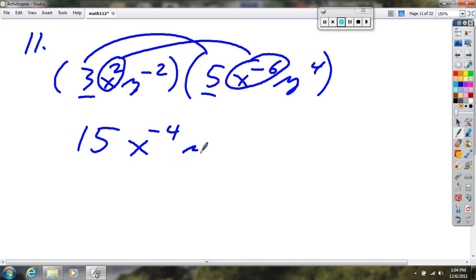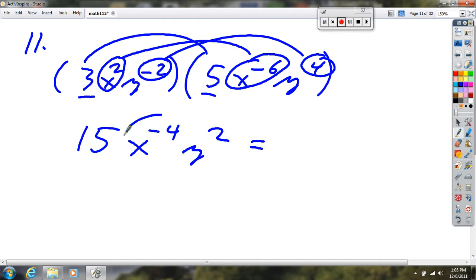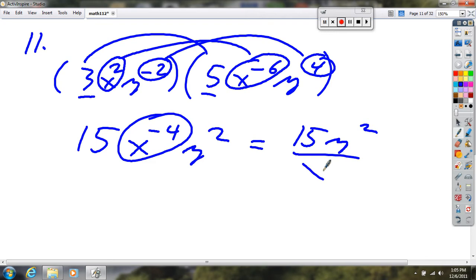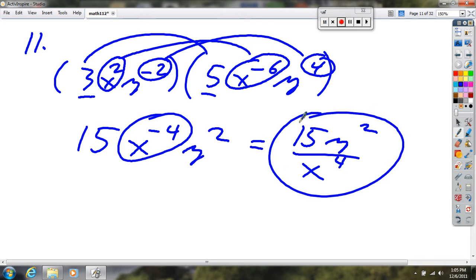Now we do y. Y has a negative 2, and we're going to add it to 4. 4 minus 2 is 2. If they don't say anything about positive exponents, you can leave that for an answer. If they say positive exponents, you cannot have a negative exponent. So the 15 stays on top, the y squared stays on top, but the x goes to the bottom, and the negative 4 changes signs and becomes a positive 4 on the bottom. And we end up with 15y squared over x to the 4th.